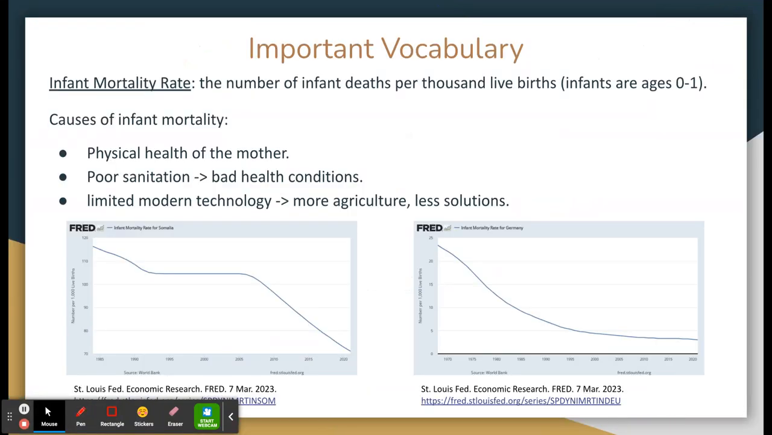Throughout this video, we will discuss the impacts of health on population growth. To begin, we have the infant mortality rate, which is the number of infant deaths per 1,000 live births. Infants are ages 0 to 1.